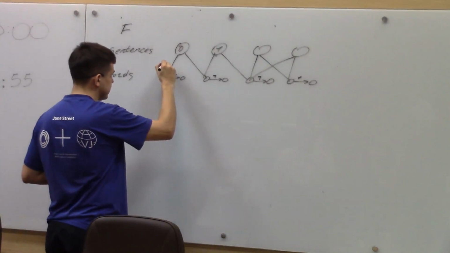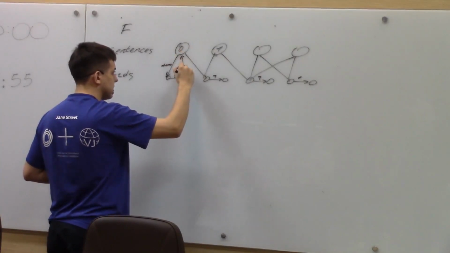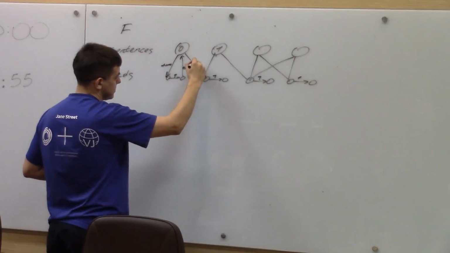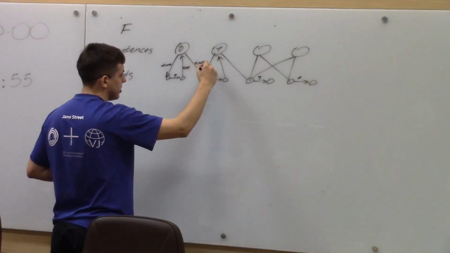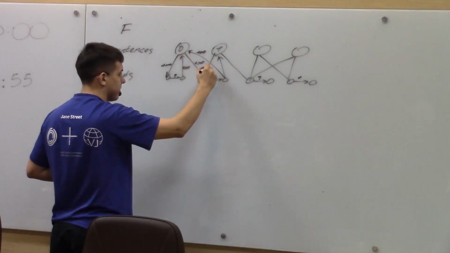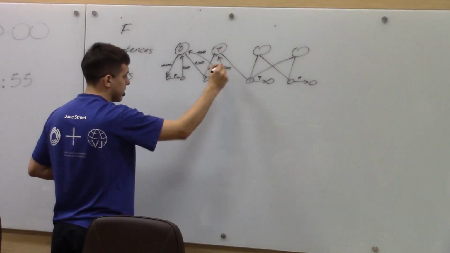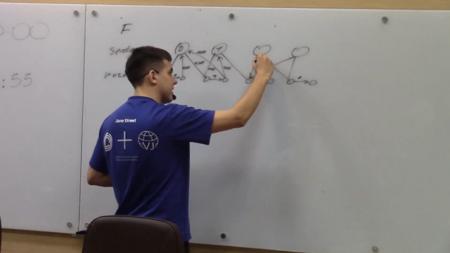So this is infinite. This is infinite. This is infinite. And so on. Well, all these are infinite.